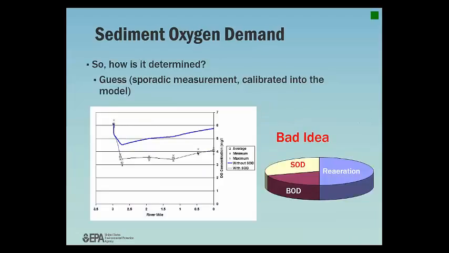So how do we typically determine SOD? Sometimes we have sporadic measurements that we could apply to the water body that we're interested in. It could be a stream close by or a reference stream. But more likely than not, we calibrate it into the model with an unknown. In our example here, we showed the blue line up here, which is a model prediction without including SOD, and then we have our measured values of dissolved oxygen below. We just calibrate in and change our SOD rates until we match the observed data. While this looks pretty good, it's probably a bad idea because we failed to link our external sources to a response in the water body.